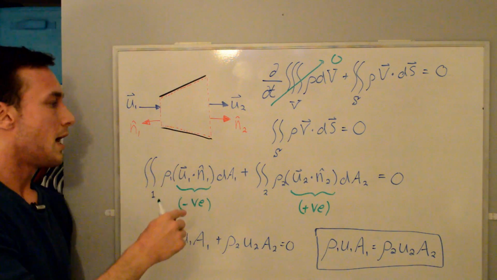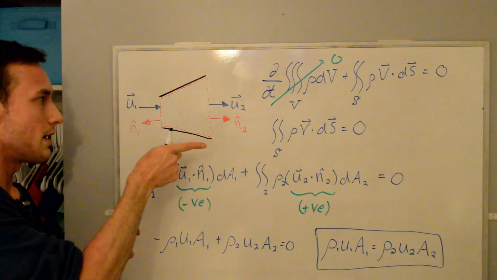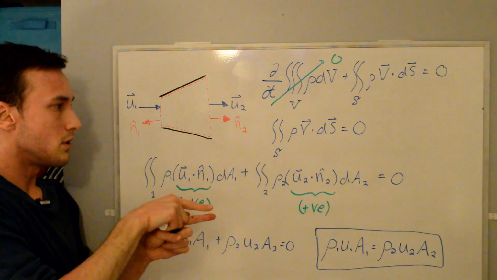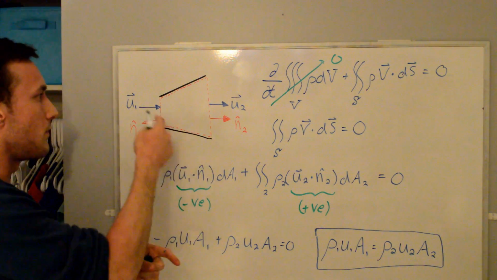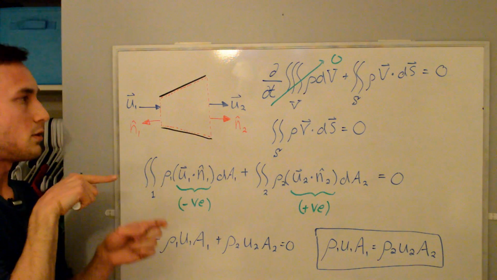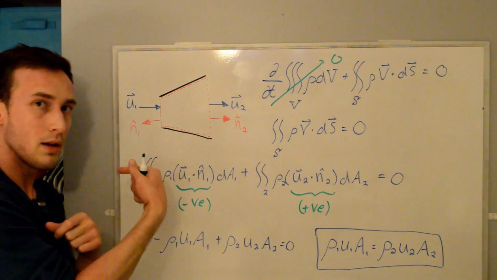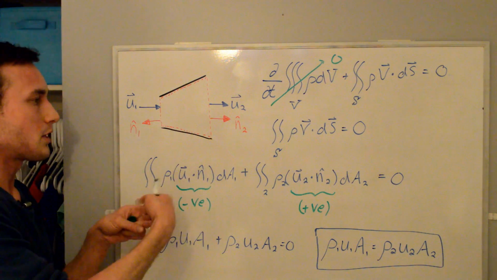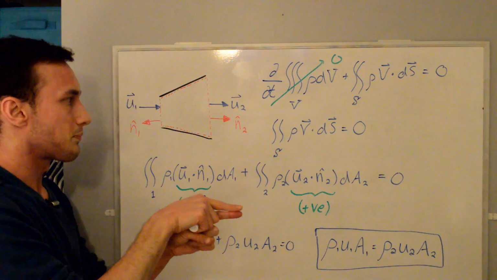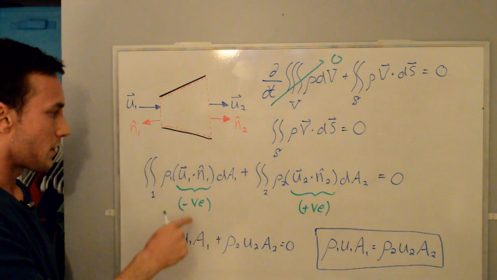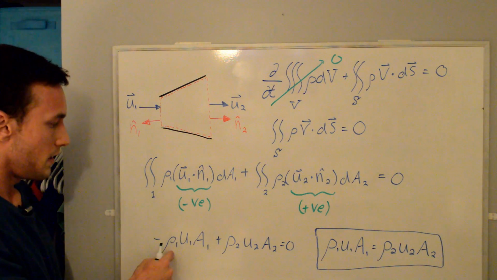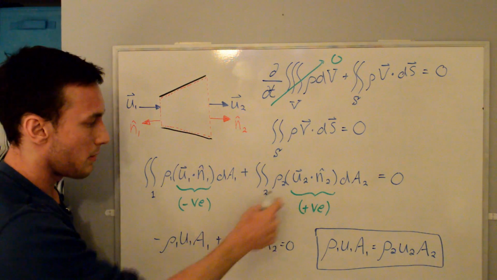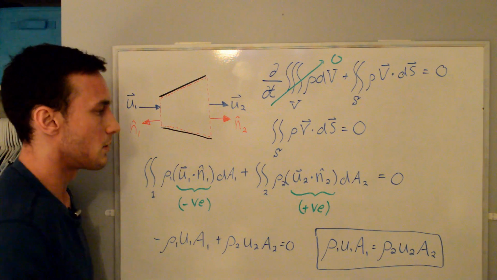And so based off of the dot product, if the velocity vector is in the same direction as the normal vector, if you take the dot product of those two, you'll get 1. And if you see in this case where it's opposite, you have the u1 going in and the normal vector coming out, then you get a negative 1. So you get a negative value when they're in opposite directions, you get a positive value when they're in the same direction. So that's why this becomes negative in this equation here. So you get negative rho 1 u1 A1, and then here it's plus, so plus rho 2 u2 A2 is still equal to 0.